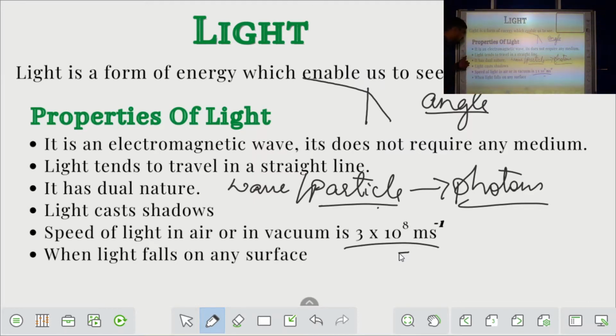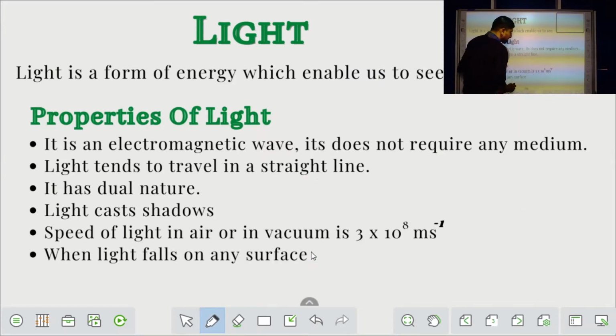Clear? Now, when light falls on any surface, sir, it's not complete. What is this last sentence? When the light falls on any surface, what is the continuation? The continuation is, when light falls on any opaque object. What do you mean by opaque? First of all, opaque is that which is not transparent. Examples: wood.